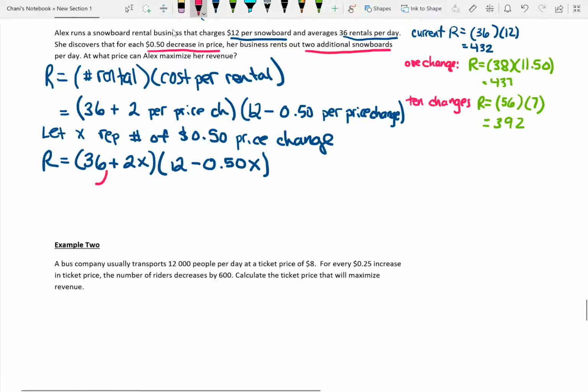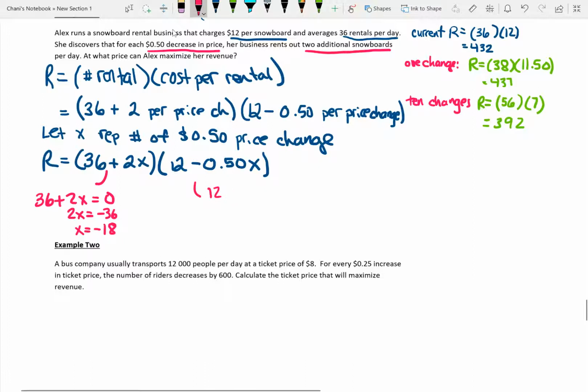Okay, so to find the zeros, we set this 36 plus 2x to 0. So 2x equals negative 36. So x is equal to negative 18. So let's think about what this means. This is the number of rentals. So if x is negative 18, so we have actually 18 price increases, we would have nobody renting anymore because there's 2 additional rentals per price change. So if we had 18 price increases, that would result in nobody renting any more boards anymore. So we would have no more revenue because nobody would be there.